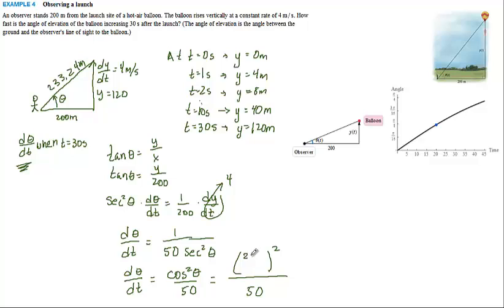That's 200 over 233.24. And if I crunch those numbers, I'm going to end up with 0.015. And theta in this case will be in radians per second. And that will be how that angle is changing with time. A rate of 0.015 radians per second.